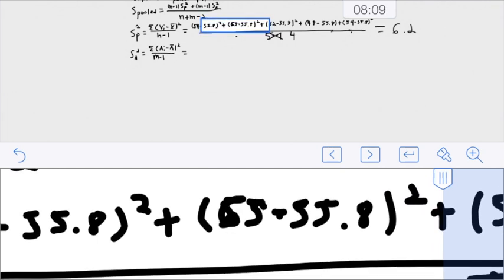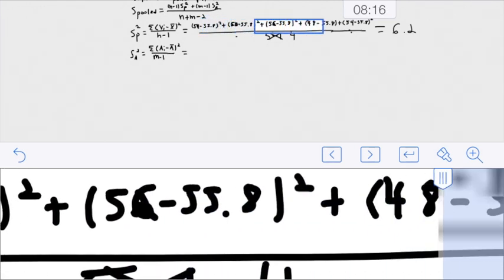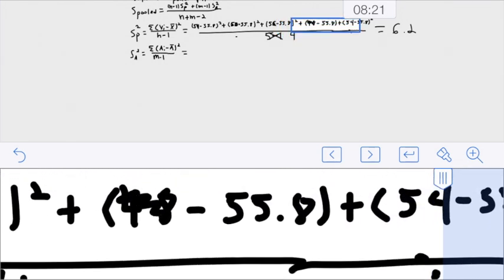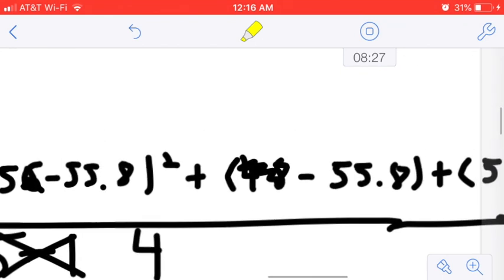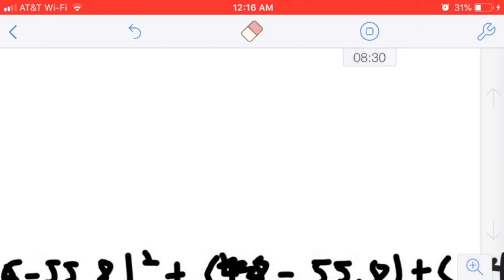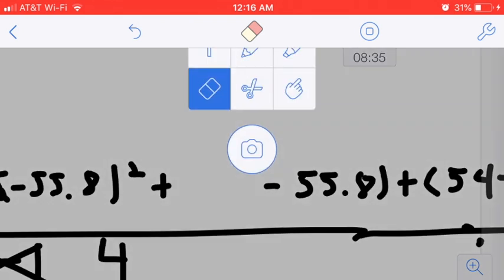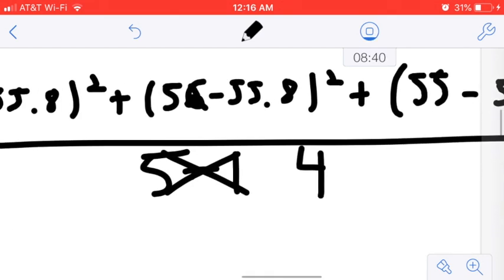And this is supposed to be a 60. And this is supposed to be a 56. And that is 40. This is supposed to be a 55. And that is supposed to be 54.